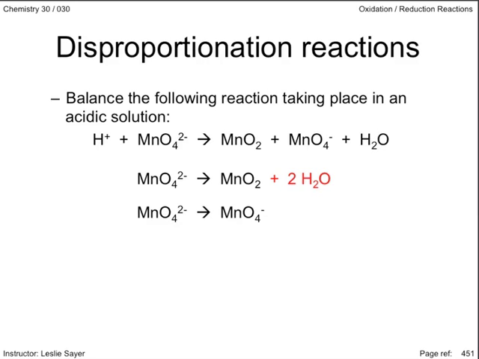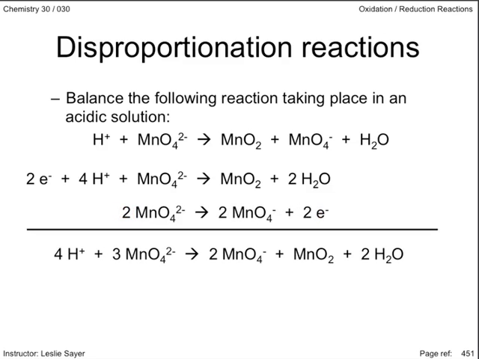Next, add water molecules to the side deficient in oxygen atoms, and hydrogen ions to the side deficient in hydrogen atoms. Add electrons to balance charges. If necessary, balance the electrons lost in the oxidation half reaction with the electrons gained in the reduction half reaction. In this case, we multiply the lower half reaction equation by 2. Finally, add the two equations, consolidating components that appear on both sides.